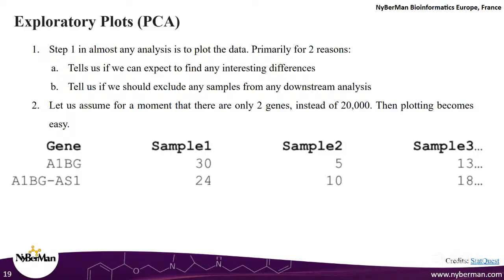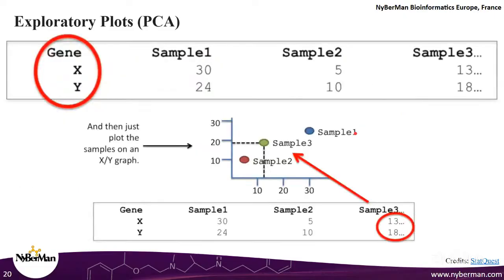Now the human genome consists of about 20,000 genes. But for the sake of an example right now, let us assume for a moment that there are only 2 genes, instead of 20,000. If that is the case, it becomes very easy. All we have to do is assign one gene the x coordinate, the other gene the y coordinate, and we can simply plot a 2D scatter plot for each sample. This is pretty simple to understand.